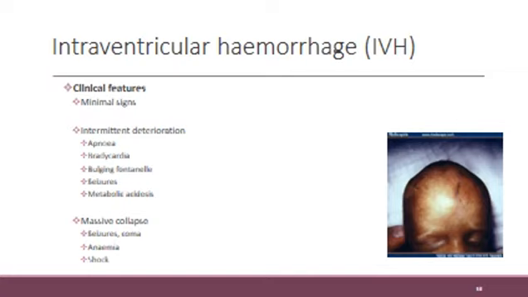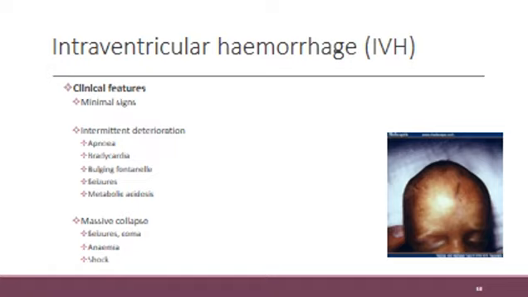The clinical features of IVH can be very subtle, and in 60% of preterm babies it might be an incidental finding with minimal signs. In intermittent deterioration, this condition can develop over a period of days with increasing signs of apnea where the baby stops breathing, bradycardia, or you can identify a bulging fontanelle. Seizures can occur, and metabolic acidosis can be difficult to manage and it may not resolve.